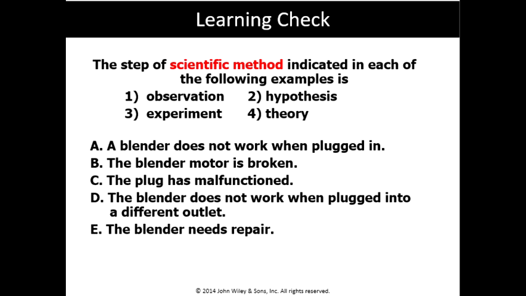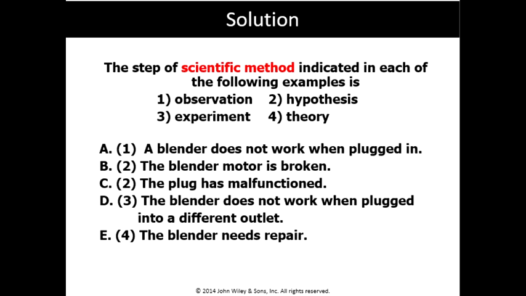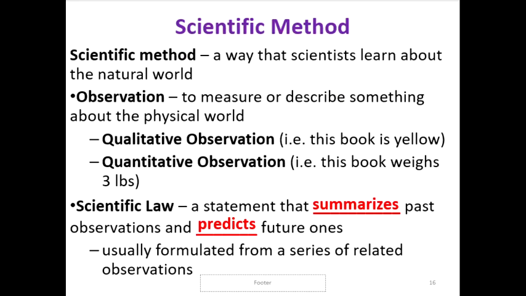The last one, the blender needs repair. This is the general conclusion. So it's going to cover all of the activity we did before this conclusion. That is why we may call that theory in our scientific methods. So they are answers for the last question. Right now, I'm going to have a quick review here to make sure you understand that one, and we are done with this section.